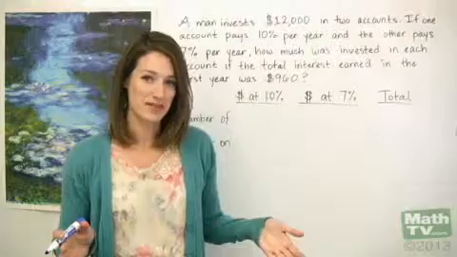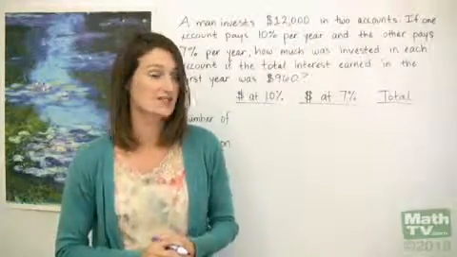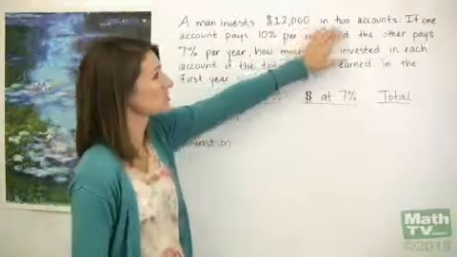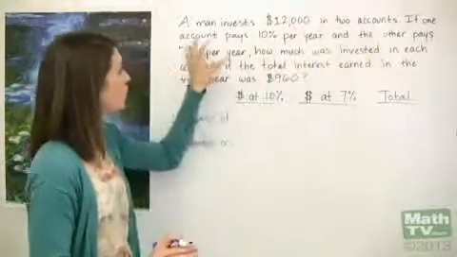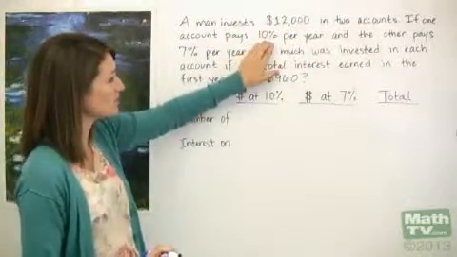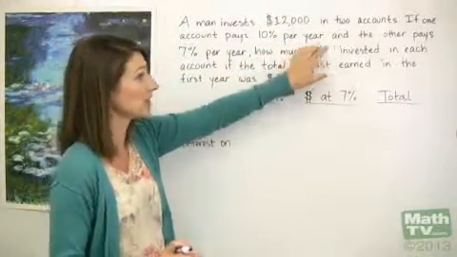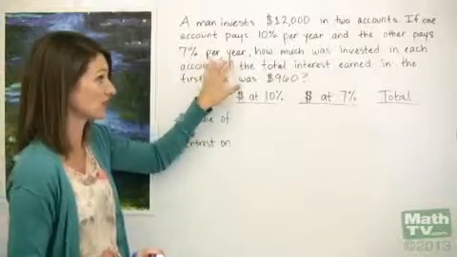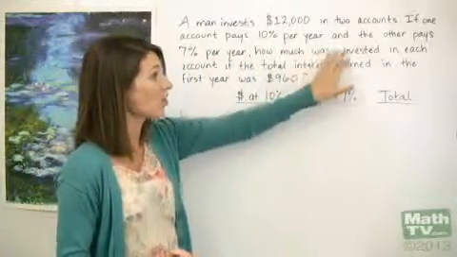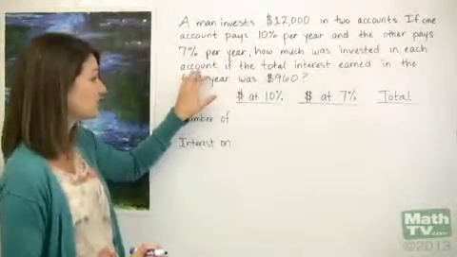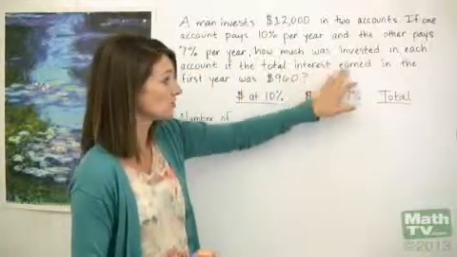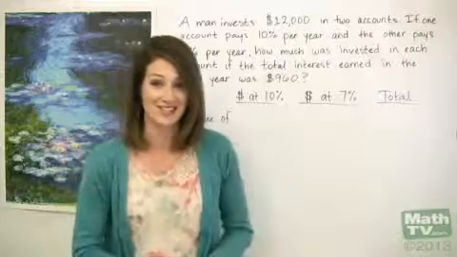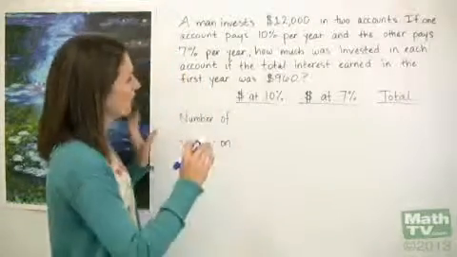So let's work an application problem that involves interest. This problem says a man invests $12,000 in 2 accounts. So if one account pays 10% interest per year and the other account pays 7% interest per year, the question asks us how much was invested in each account if the total interest earned in the first year was $960. So we've read our problem.